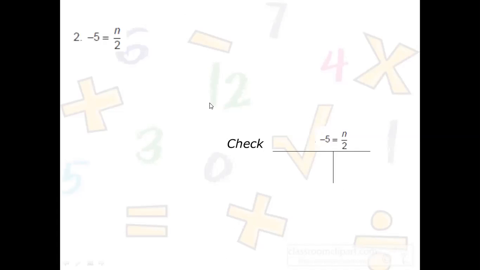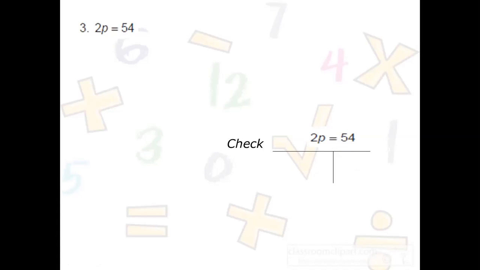All right. The next question is negative 5 equals N divided by 2. So N divided by 2, the opposite of divide is multiply. So we are going to multiply 2 with negative 5. So 2 multiplied by negative 5 is equal to negative 10. Let's check by replacing the N with negative 10. Are we going to get negative 5? So negative 10 divided by 2. Now you must be very well aware of the rules. If you're dividing a negative number by a positive one, your answer must be negative. So that gives you a negative 5. So the answer for question number 2 is N equals negative 10.